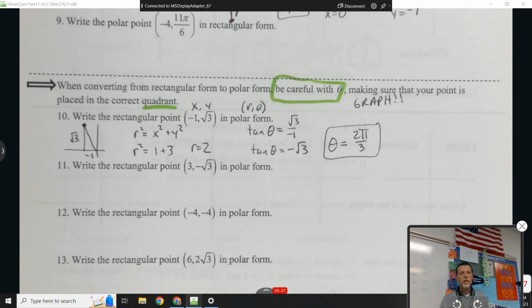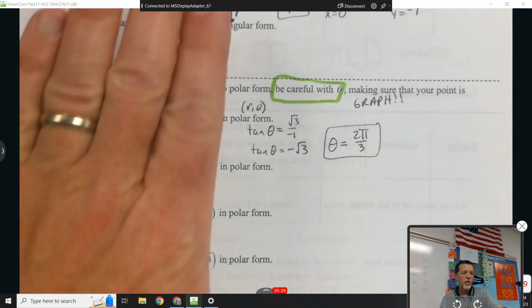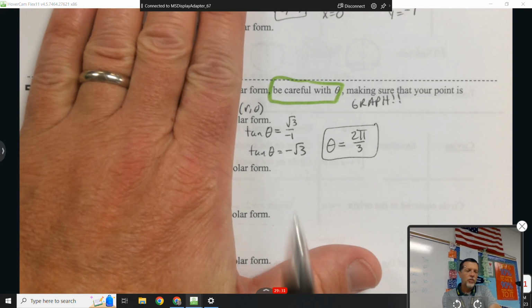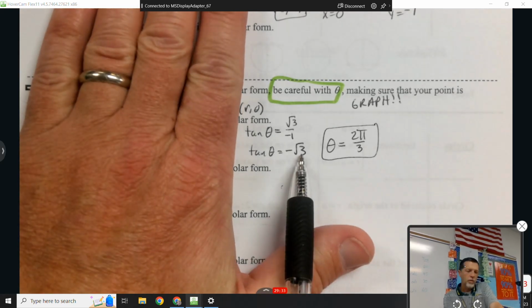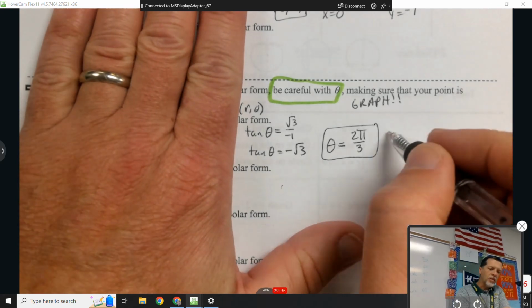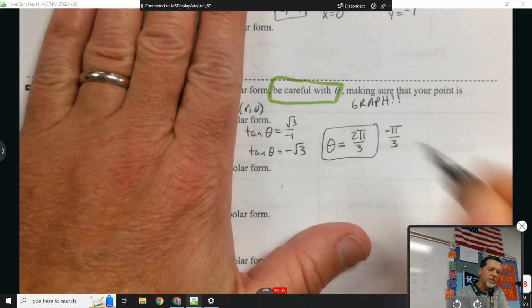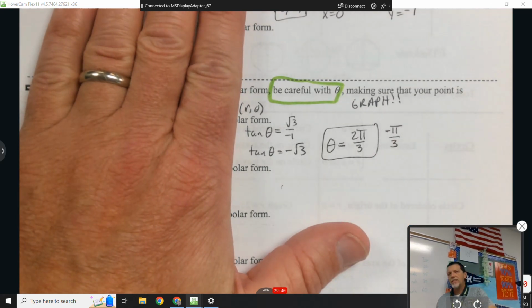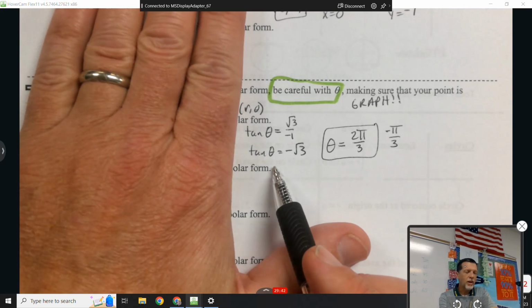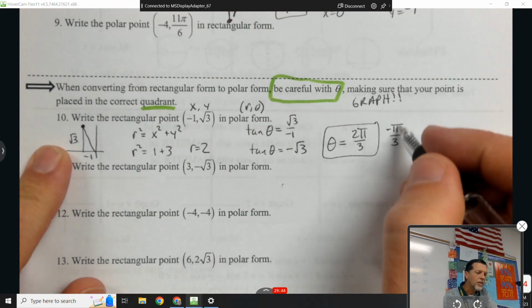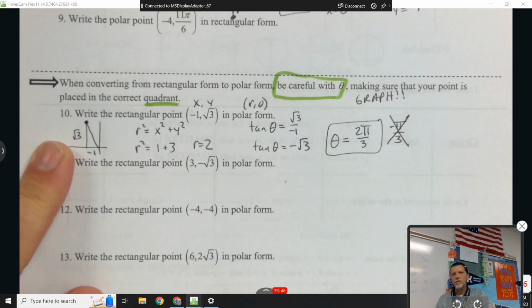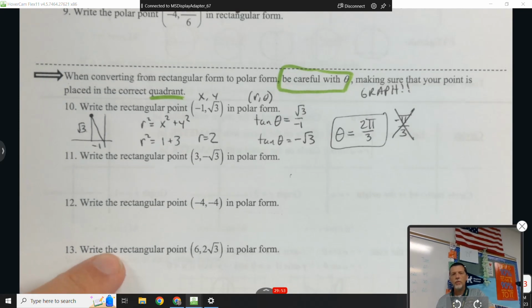The trick is, if you don't have the picture and you just get to tangent equals negative square root of 3, you might answer that the angle is negative pi over 3. And that's sort of right based on this equation, but my picture is in the second quadrant, so I've got to use the second quadrant angle. So be careful on the quadrant. But if you draw the picture, it's hard to go wrong.